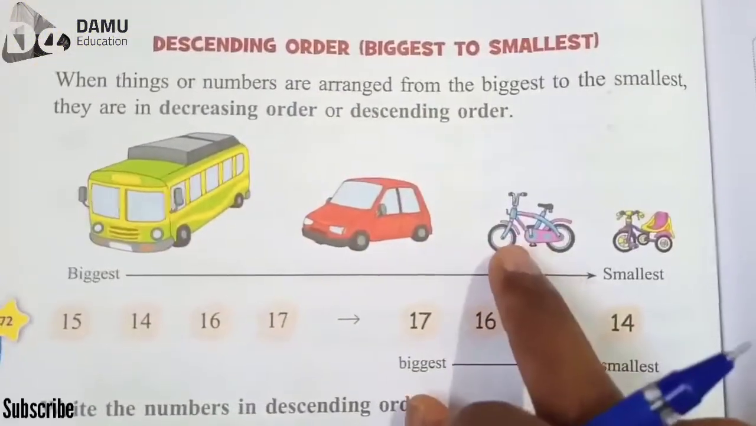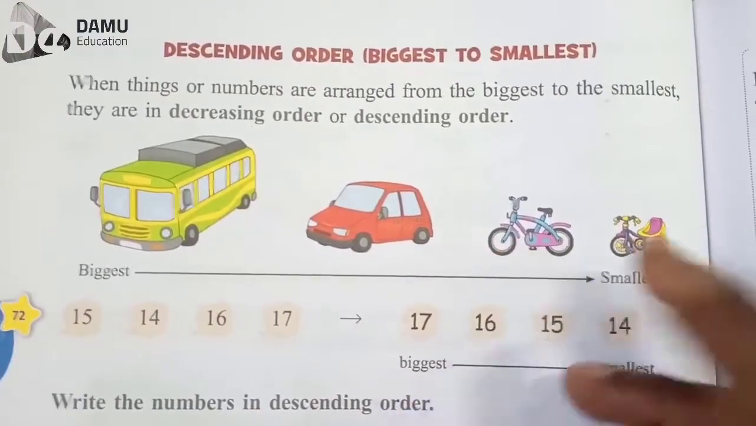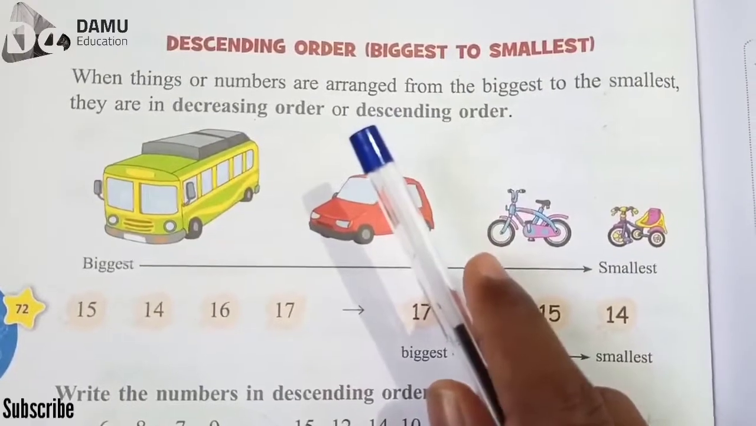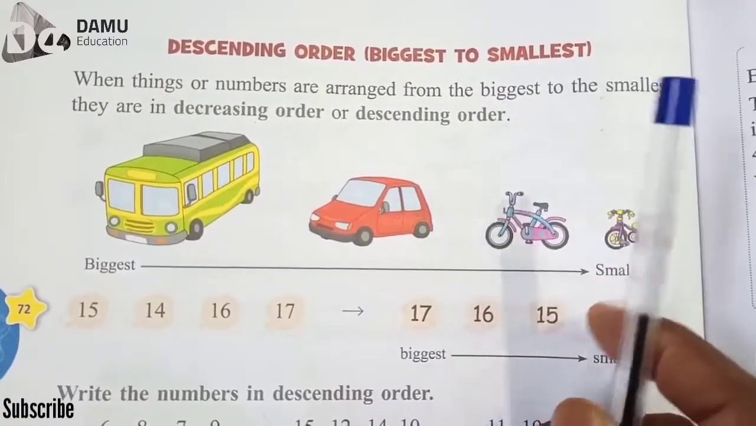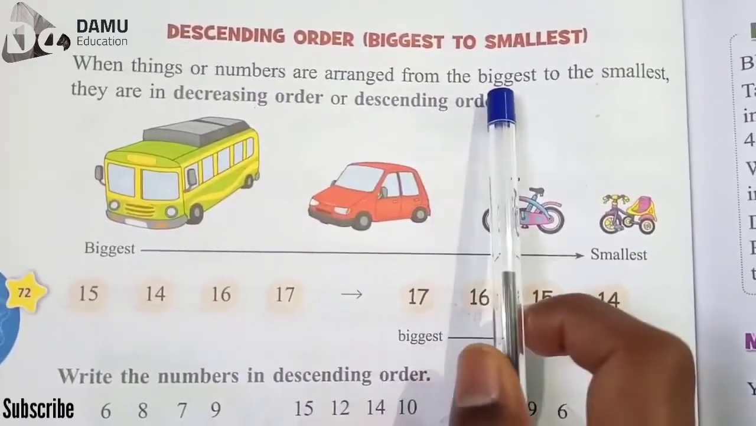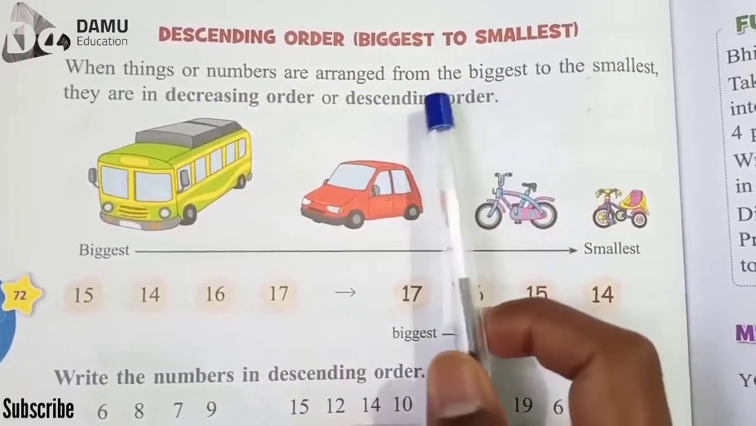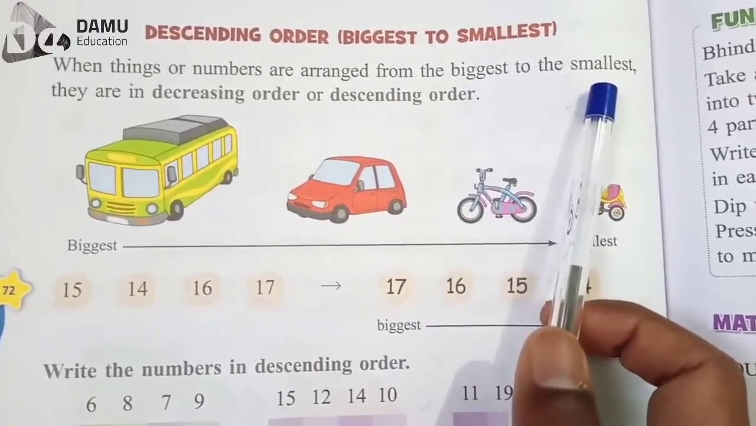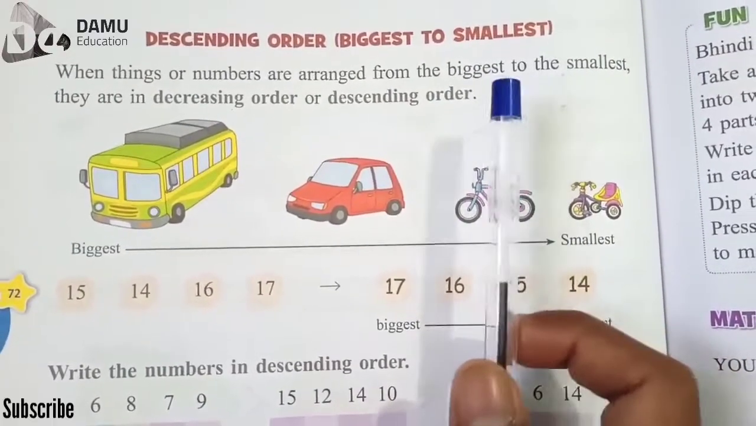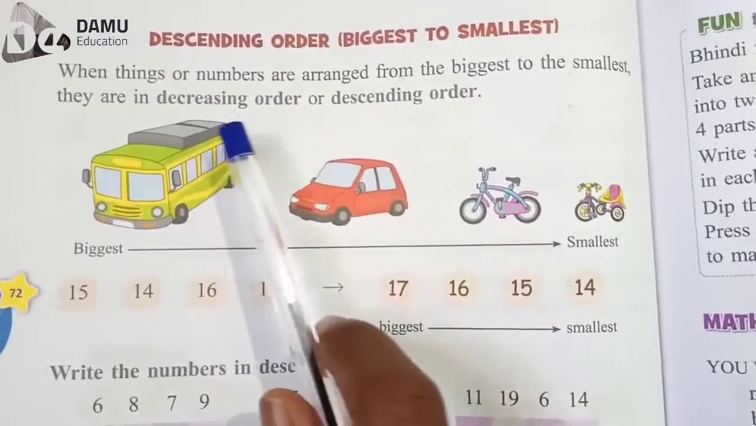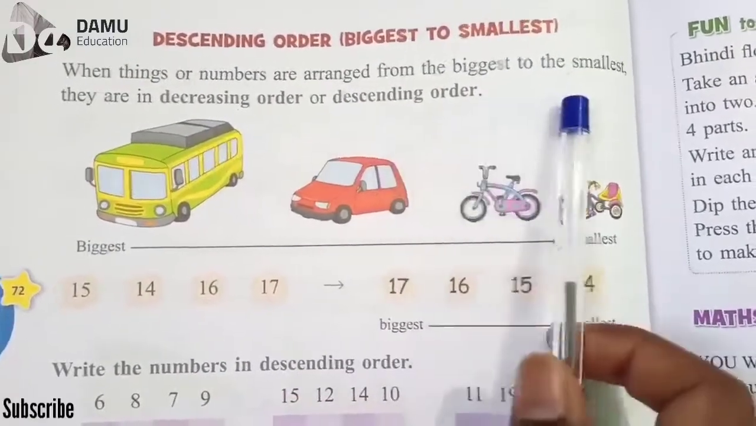Come to page number 72. That is descending order, biggest to smallest. As already explained for ascending order, here the things or numbers will be arranged from the biggest to smallest. When things or numbers are arranged from the biggest to smallest, that means we have to take the first one as the bigger one and then the smaller things. They are in decreasing order or descending order.